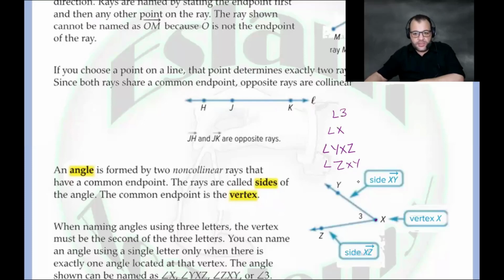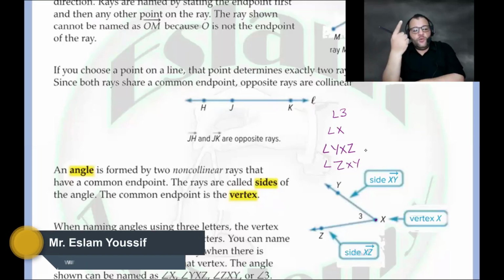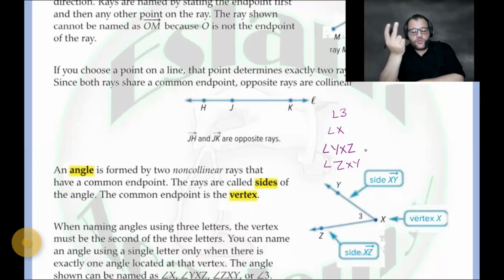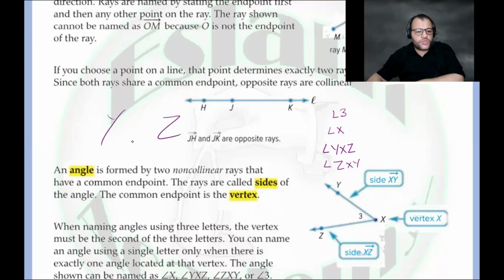What are the two sides of the angle? Y and Z. No, two sides. How come Y and Z are two sides? Where is the Y side? X and Y. What is the meaning of X and Y?